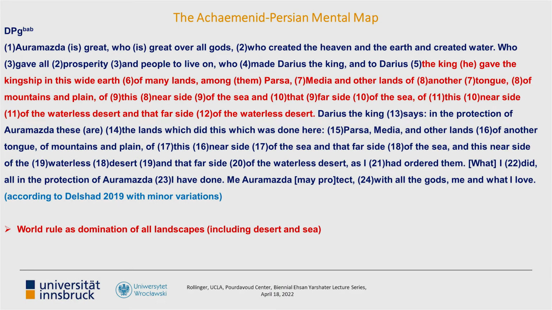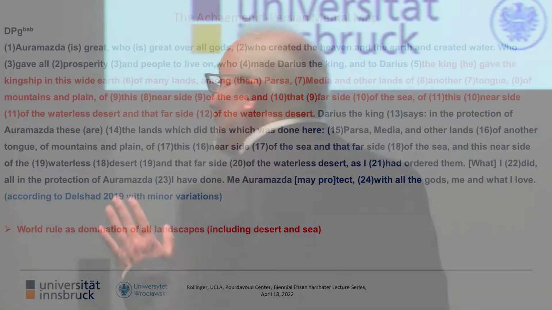And to Darius, the king, Ahura Mazda gave the kingship in this wide earth of many lands, among them Parsa, Media, and other lands of another tongue, so again this diversification, of mountains and plain, of this near side of the sea and that far side of the sea, of this near side of the waterless desert and that far side of the waterless desert. So again you have a vision of world rule that is now really developed in its largest extent. That means regions beyond the sea have become part of the empire, and it is not only the alluvial plains, but also the waterless desert and the mountains which are part of the empire. So this is truly world rule, world dominion, as it has been defined in Achaemenid Persian times.